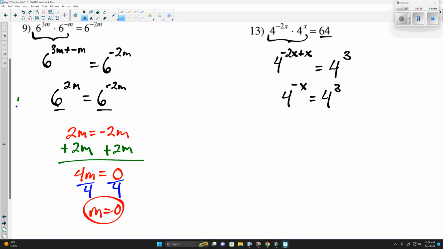And because the bases are the same, we can set the exponents equal to each other. So negative x is equal to 3. To solve this here, we divide both sides by negative 1, telling us x is negative 3. Questions on any of this here?